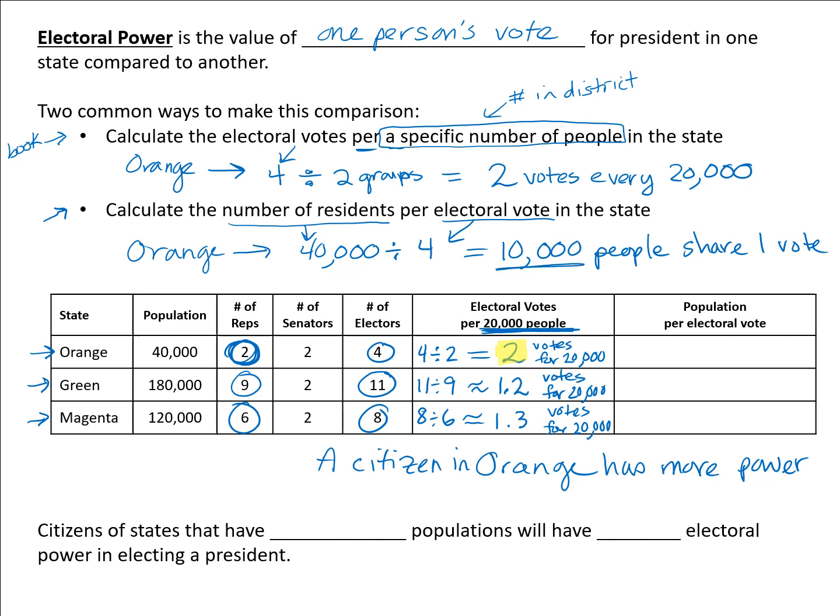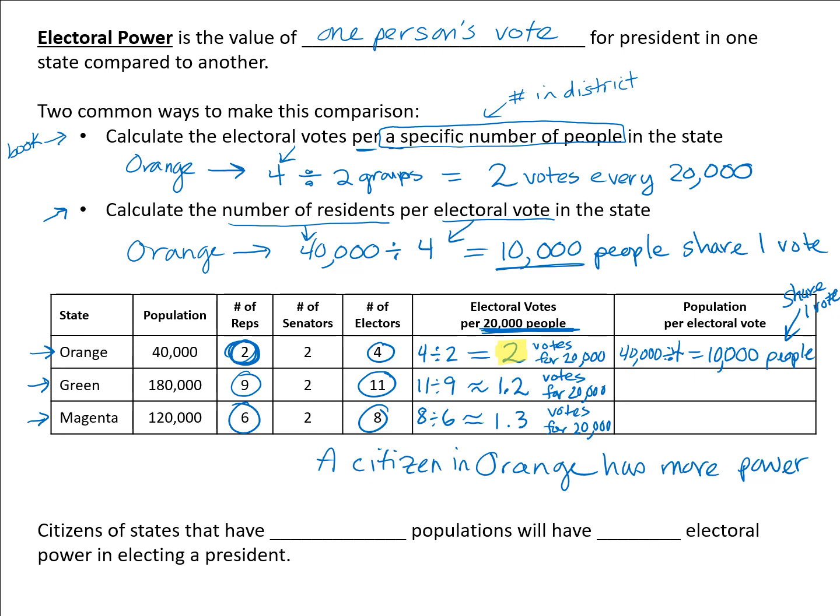So again, all I did was I took the population and I divided by how many electoral votes there were, divided by 4 to get 10,000 people. So 10,000 people share a vote. So these are the people that share a single vote. So one way to think about it is that each of those people in the state of Orange gets 1/10,000th of a vote for president. They get a really tiny bit of a vote, but they do get 1/10,000th of a vote for president.